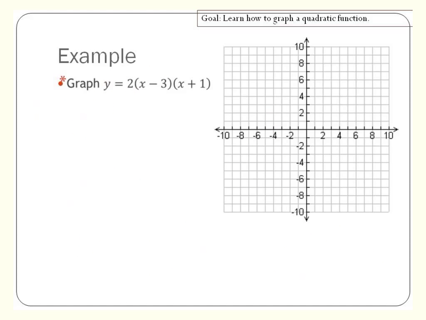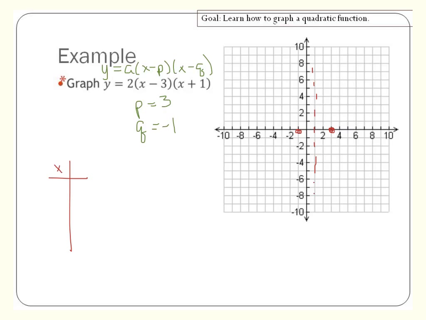So this one is actually in intercept form. So this is y equals a times x minus p times x minus q. And so then p is 3, not negative 3, and q is negative 1. So those are your intercepts. 3 and negative 1 are your intercepts. So then where's my line of symmetry? My line of symmetry should be here at 1, because that would be halfway between.